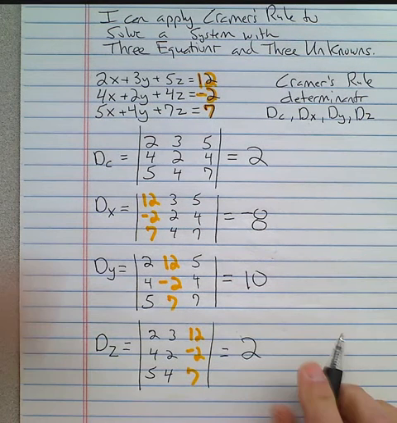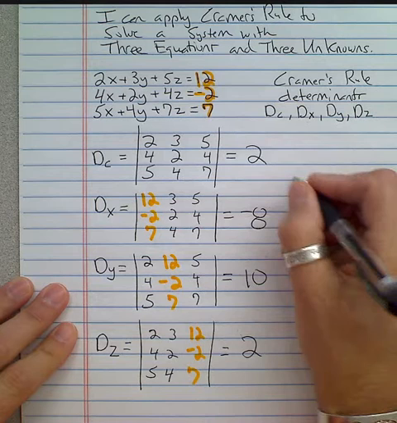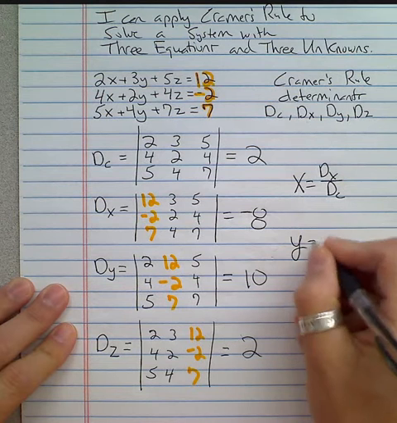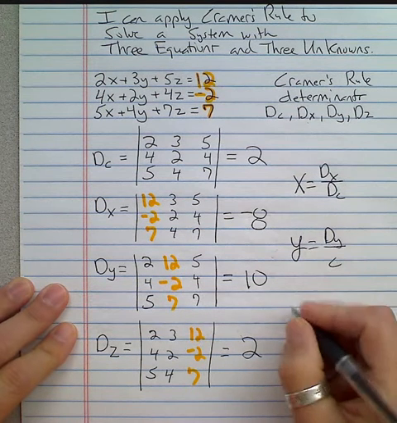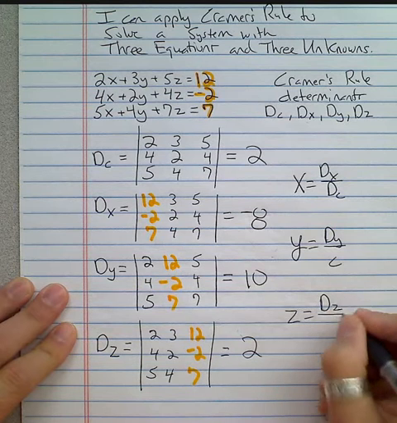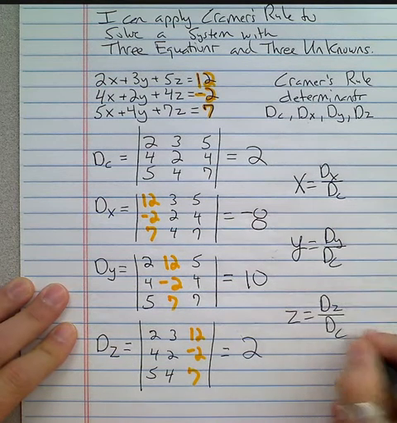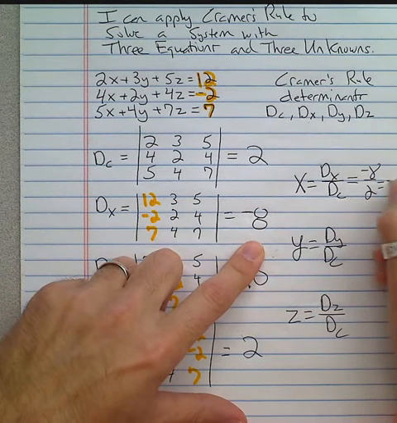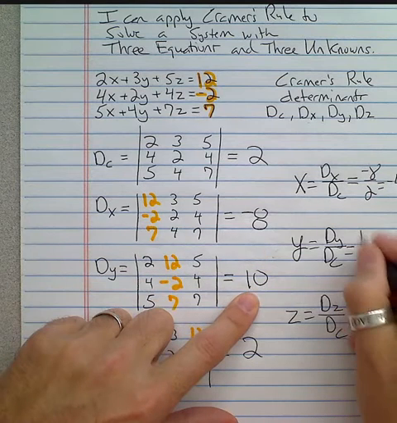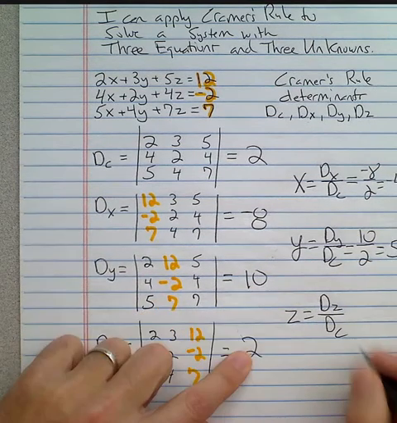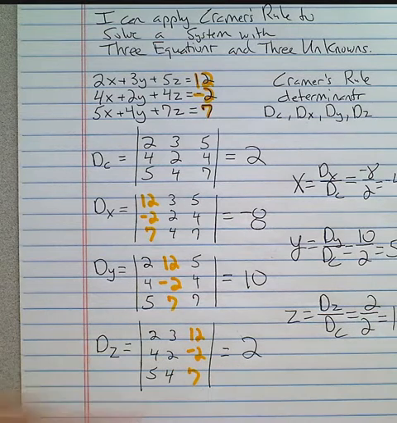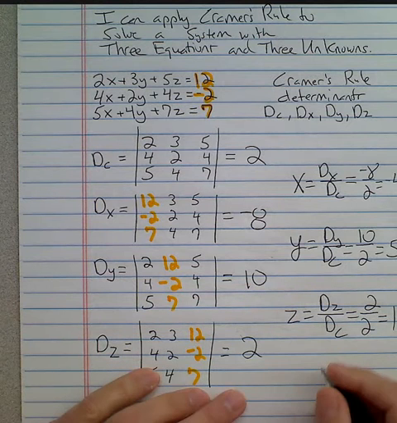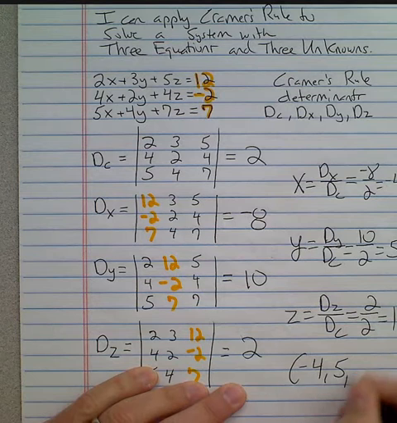Once I have my 4 determinants, the x value will be the Dx divided by the Dc. The y value will be the Dy divided by the Dc. And the z value will be the determinant of z divided by the determinant from the coefficients. So in this case, we'll have -8 over 2, which is -4. We'll have 10 over 2, which is 5. And we'll have 2 over 2, which is 1. So the solution for my 3 by 3 system here will be -4, 5, and 1.